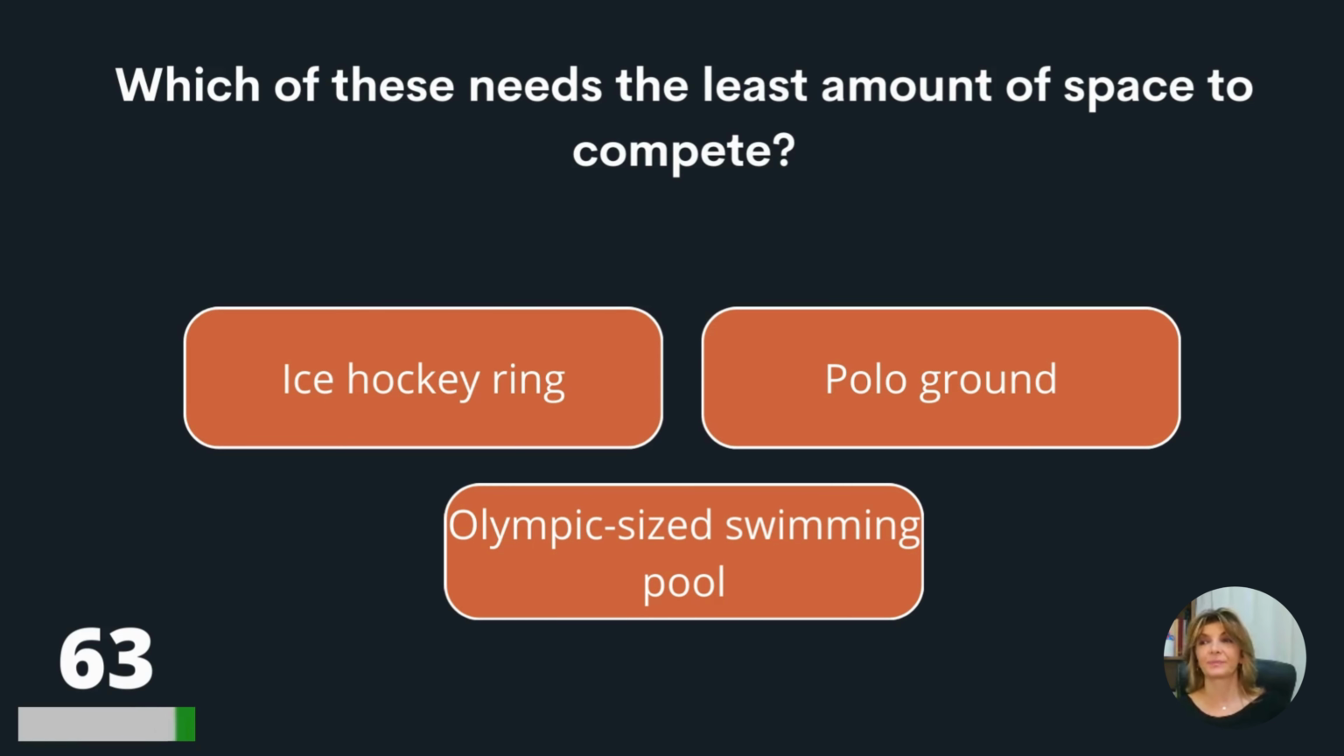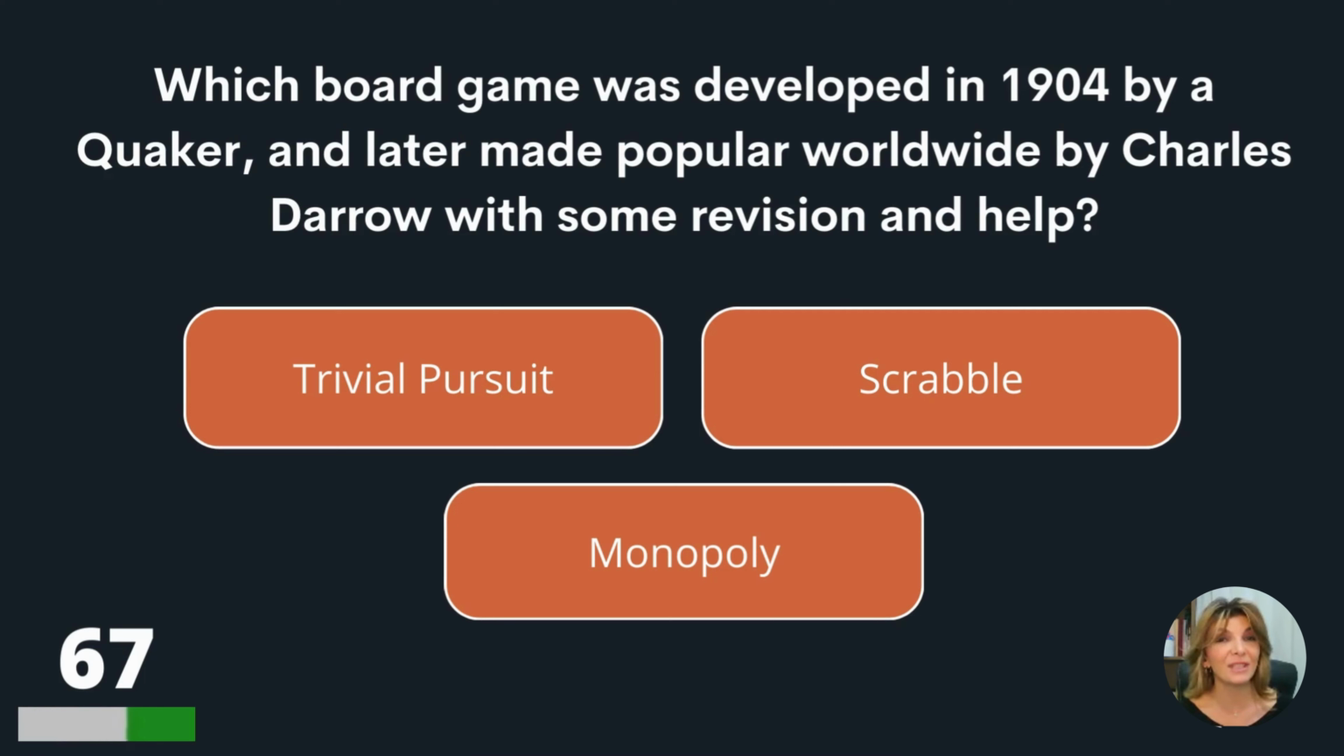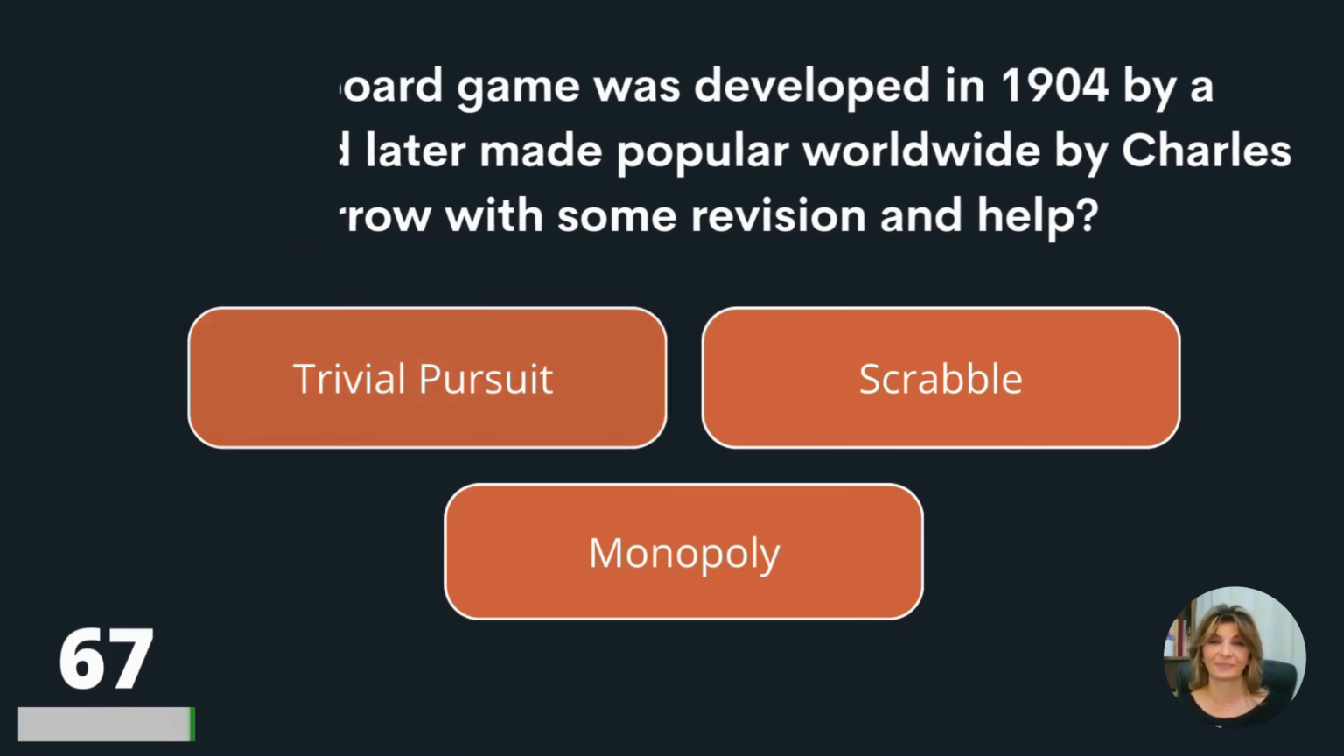Which board game was developed in 1904 by a Quaker and later made popular worldwide by Charles Darrow with some revision and help? Trivial Pursuit, Scrabble, or Monopoly? Monopoly.